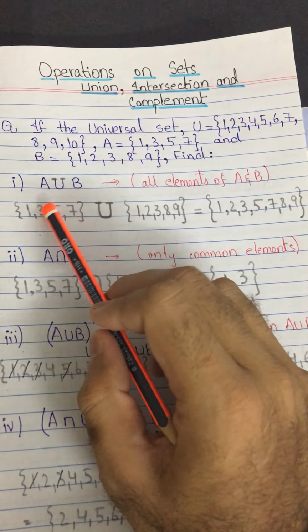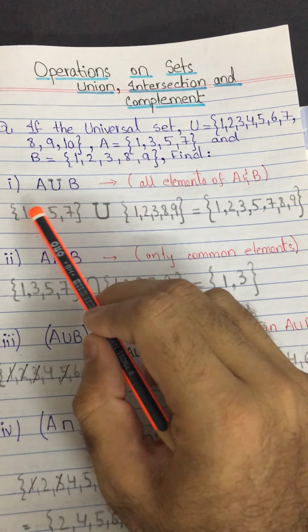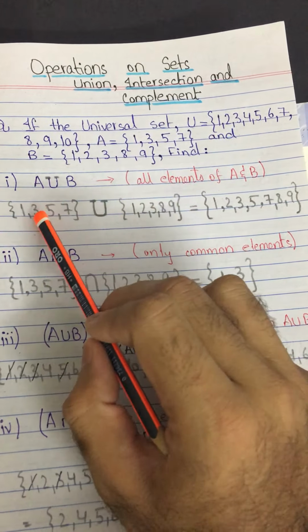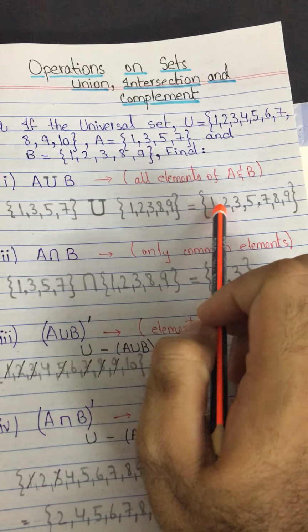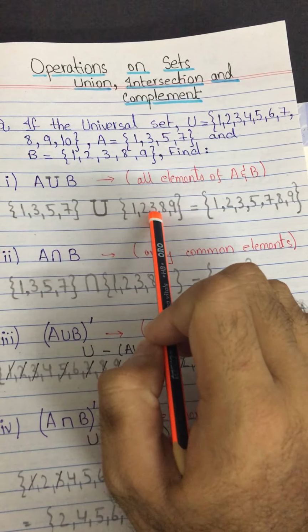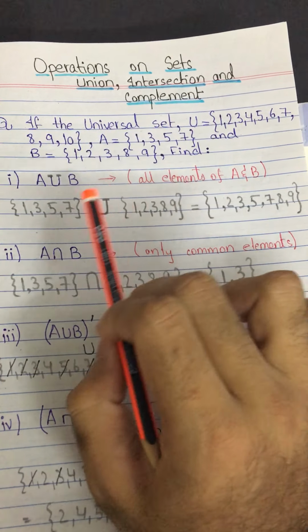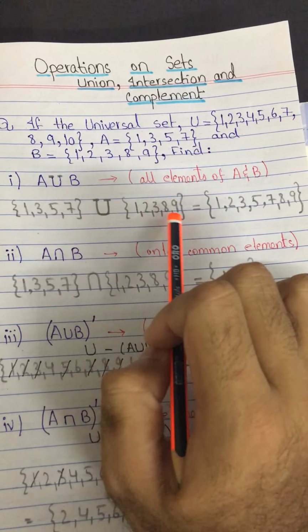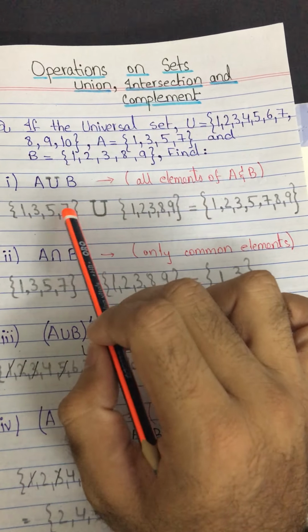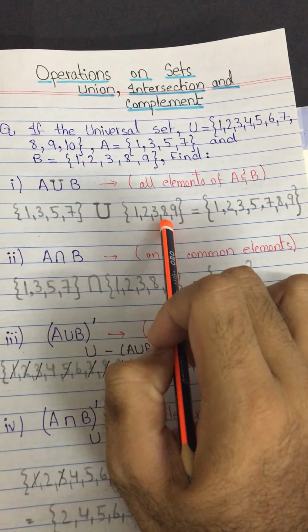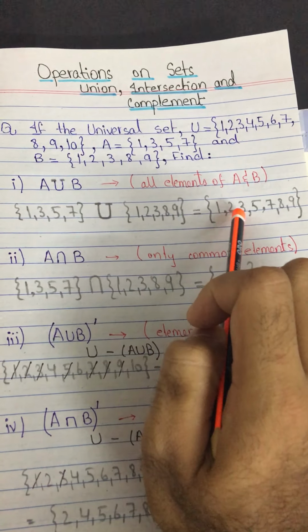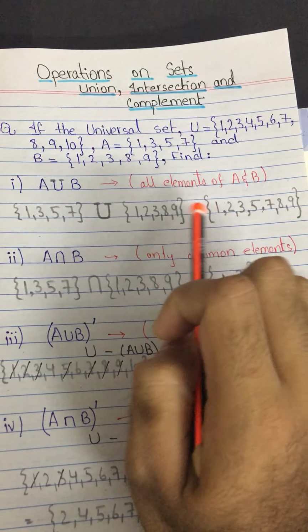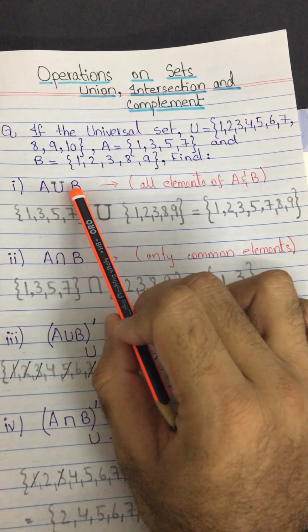So I will start with 1. Since 1 is on both sides, I write 1. 2 is here, 2 is not there, so I will write 2. 3 is here, 3 is also there, so I will write 3. Then 4, no; 5, yes; 6, no, so I will not write 6; 7, yes; 8 and 9. So 1, 2, 3, 5, 7, 8, 9 are the members of the set A union B.